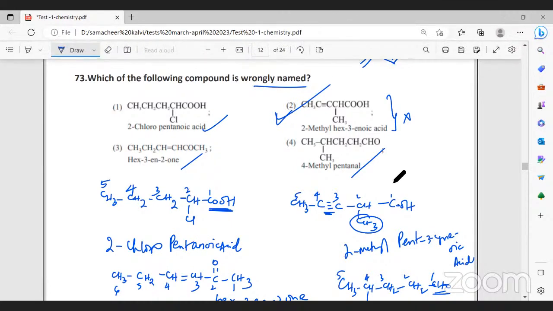So the answer for the second compound is 2-methylpent-3-yne-1-oic acid, or you can write it as oic acid. Either way, it's 1-oic acid. It is better to write the position of the functional group also.